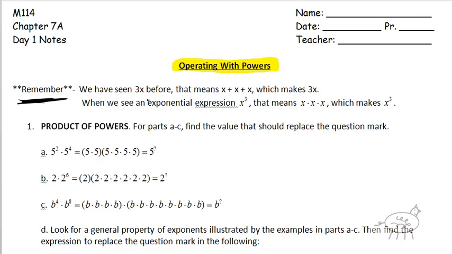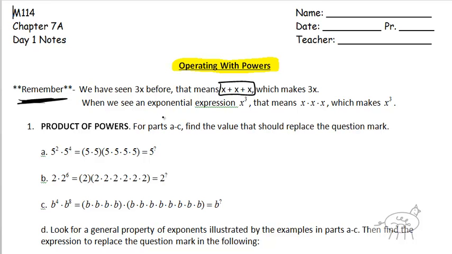Remember guys, if it's 3x, that means x plus x plus x. If you have three of them, don't you? That means it's 3x. It's like saying 1 plus 1 plus 1, it's 3. So 1x plus 1x plus 1x means I have 3 x's. Or if I hand you an x, then another x, and another x, how many x's do you have? You have 3 x's.